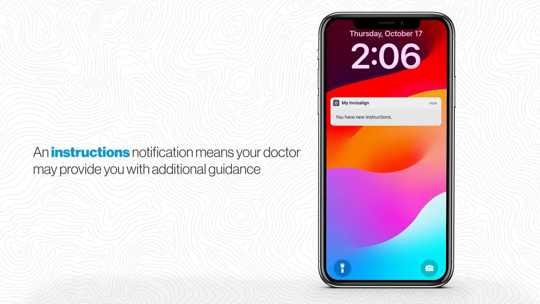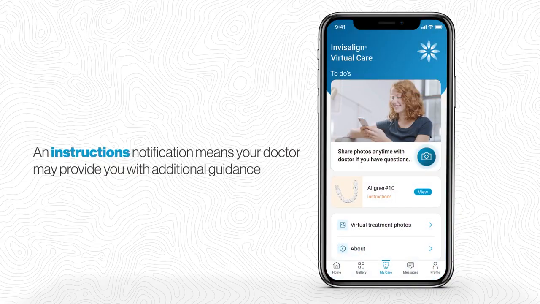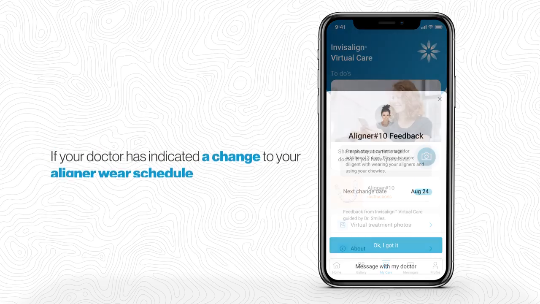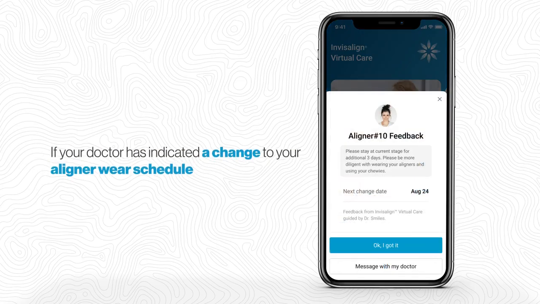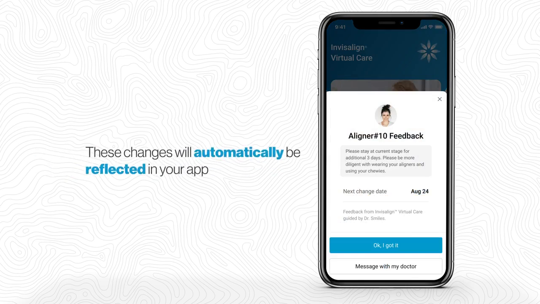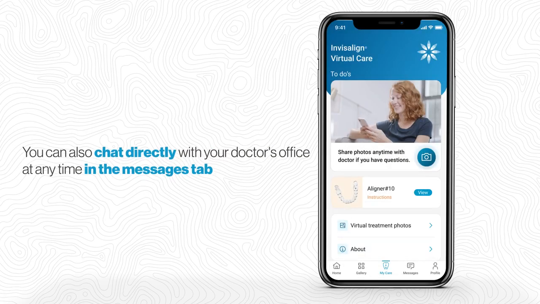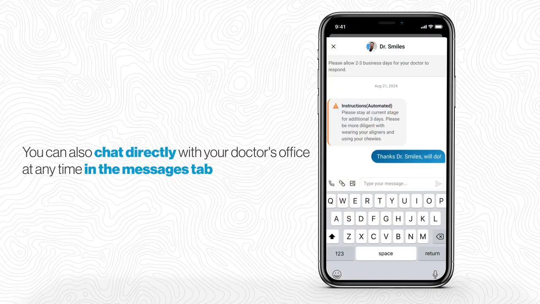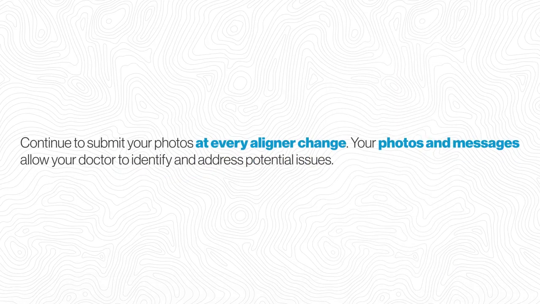An Instructions notification means your doctor may provide you with additional guidance, such as wearing your aligners for an additional 3 days. If your doctor has indicated a change to your aligner wear schedule, these changes will automatically be reflected in your app. You can also chat directly with your doctor's office about your treatment at any time in the Messages tab. Continue to submit your photos at every aligner change. Your photos and messages allow your doctor to identify and address potential issues.